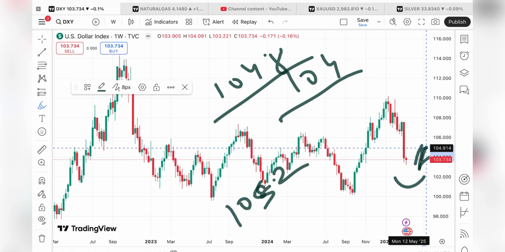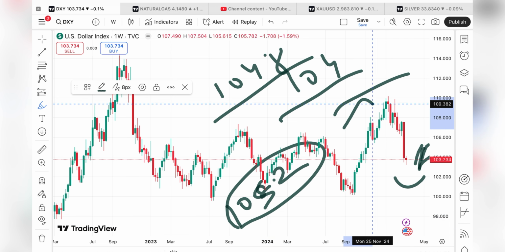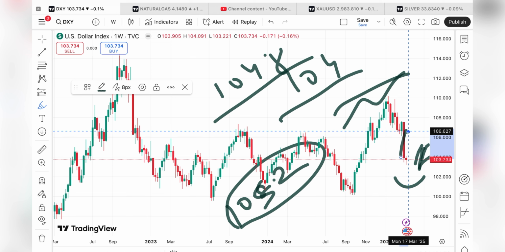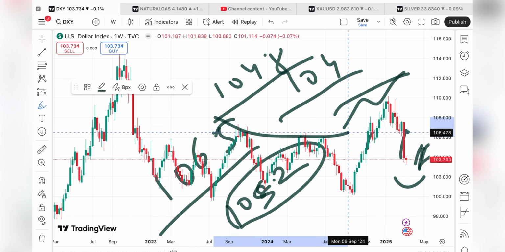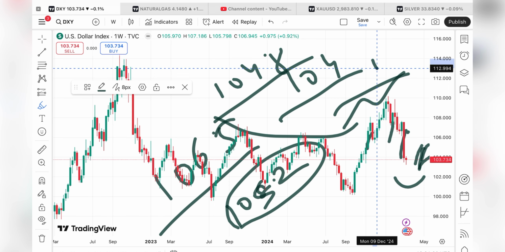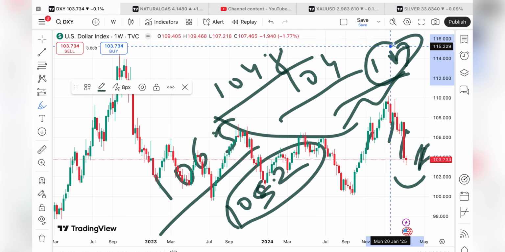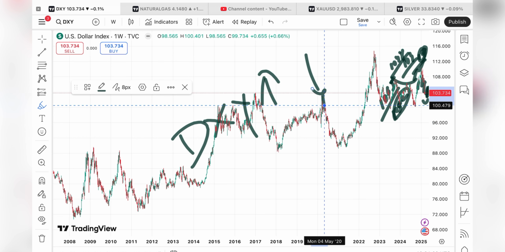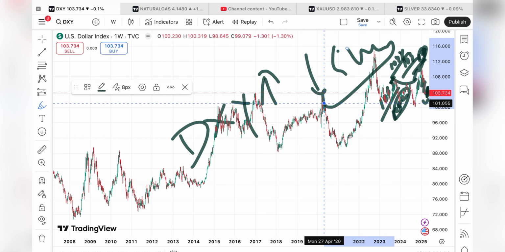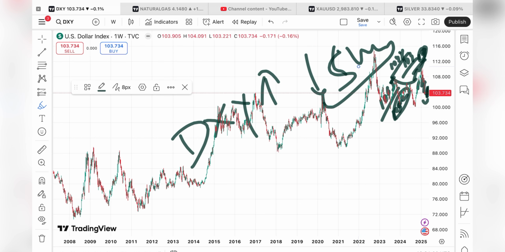Once the price goes above that level, and this 105 has already been tested, chances are high the price will go further high and touch a level of 106.5, and then we can see further upside movement towards a level of $107. When I tell you that the dollar index has started going upside, keep in mind that there is a higher chance that silver comes down or gold comes down.